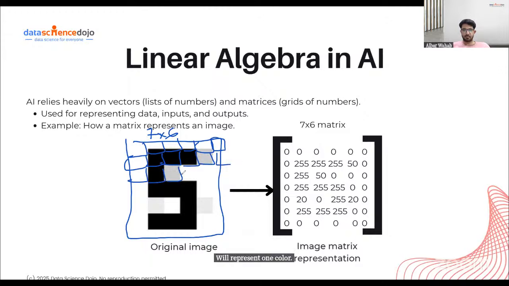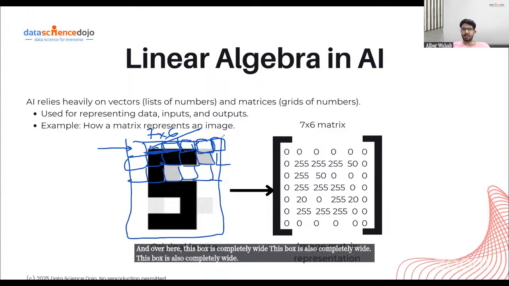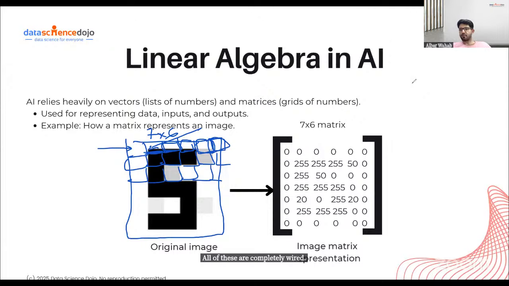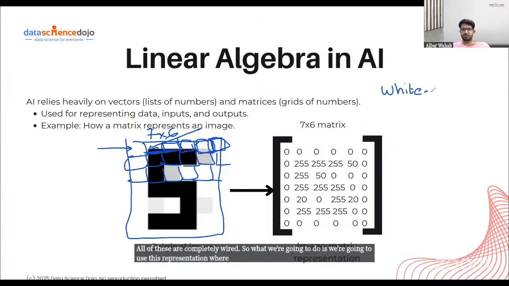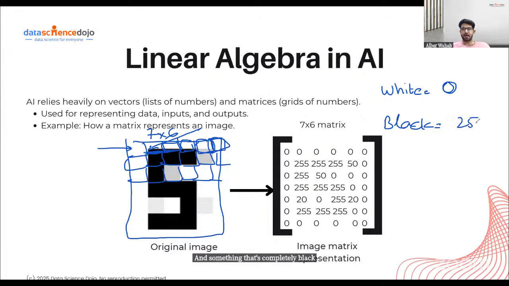Right? So let's build this box quickly. And over here, this box is completely white. This box is also completely white. All of these are completely white. So what we're going to do is use this representation where white is represented by 0, and something that's completely black is represented by 255.